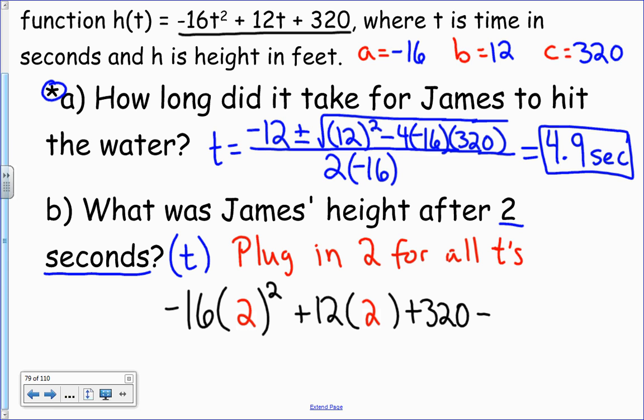So if I want to find out his height after 2 seconds, all I do is put that 2 in for t, and then I punch it into my calculator. So I would start with negative 16 times 2 squared plus 12 times 2 plus 320, and I get 280 is his height. Now, his height in this case is in feet, so this is 280 feet. 2 seconds after he jumps, he's still 280 feet above the surface of the water.